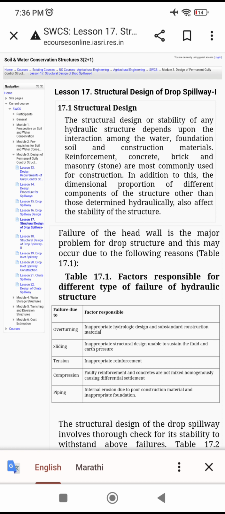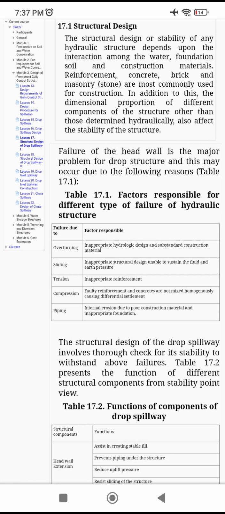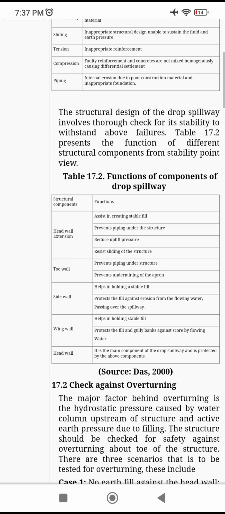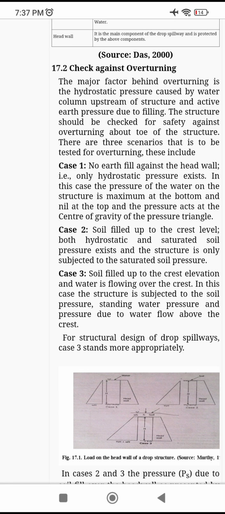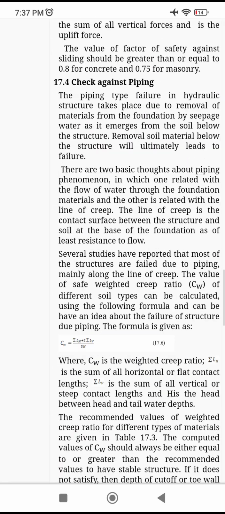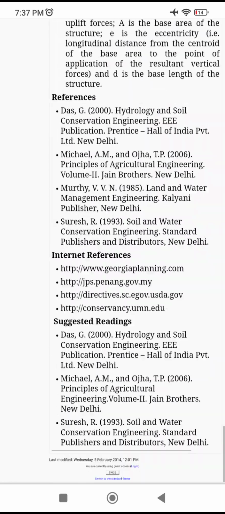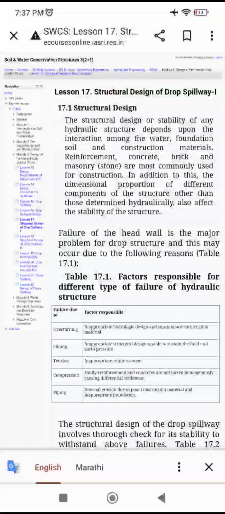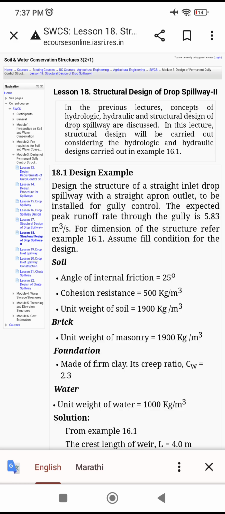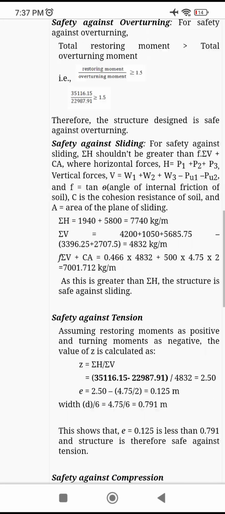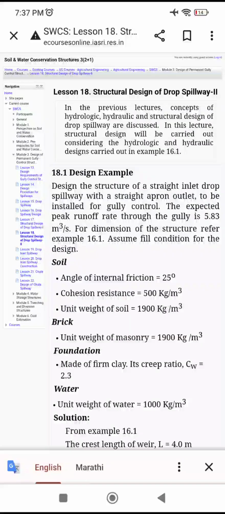Now see, here are the factors responsible for different types of failure of hydraulic structures. So this you should know: failures are due to overturning, sliding, tension, compression and piping. Then what are the different functions of each component? Again I am telling, this is an important topic from the exam point of view: functions of components of drop spillway. The next one is structural design for drop spillway. This is quite a practical approach, so you can ignore this one.